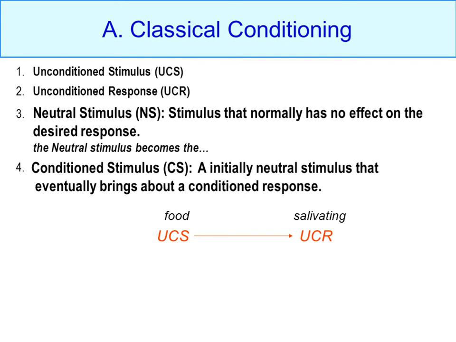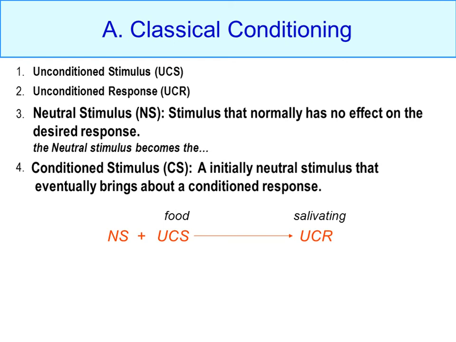And the CS is defined. Oh, there's a typo. It's an initially neutral stimulus that eventually brings about a conditioned response. So the CS was initially neutral, but it becomes conditioned, and it's going to bring about this thing called a conditioned response. So let's add to our diagram. We're going to add to the left and below. There's an NS.